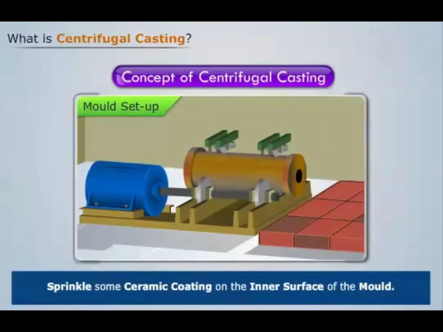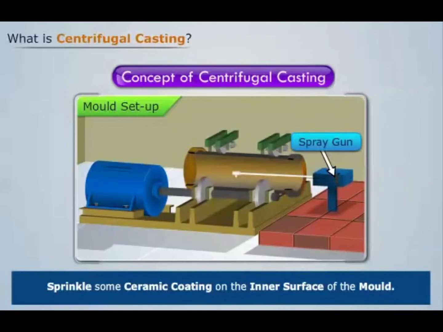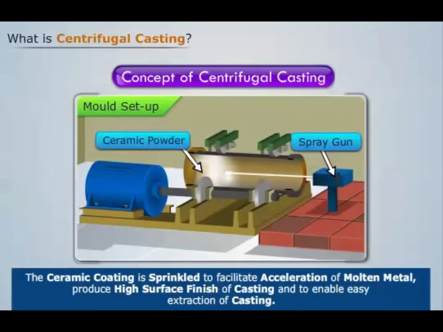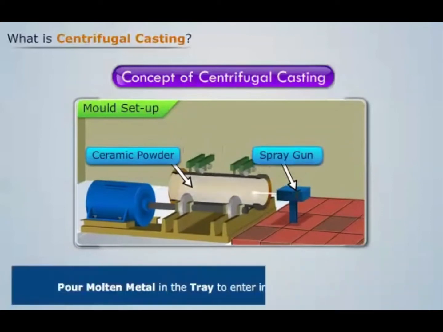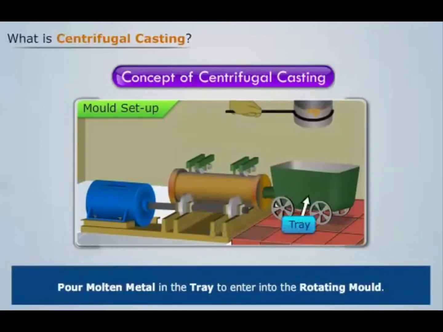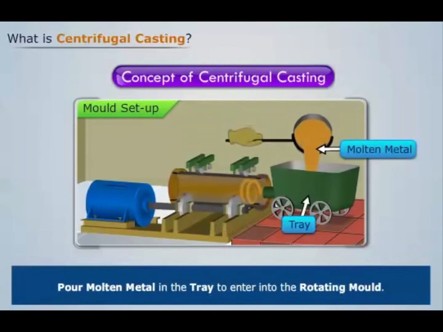Now introduce a spray gun and sprinkle some ceramic coating on the inner surface of the mold. The ceramic coating is sprinkled to facilitate acceleration of molten metal, produce high surface finish of casting, and to enable easy extraction of casting. And then bring a tray to its mouth. Then pour the molten metal in the tray in such a way that it enters the rotating mold.